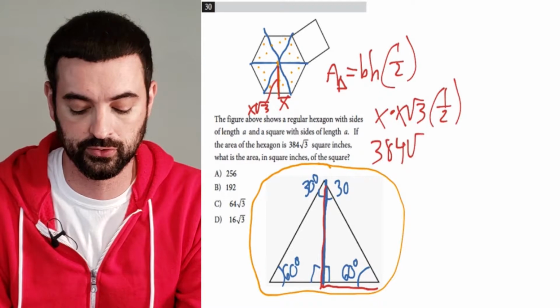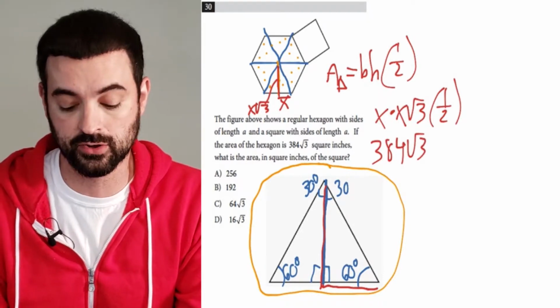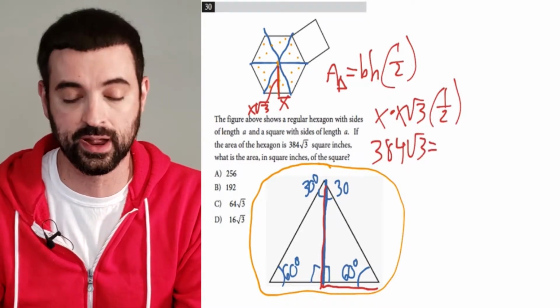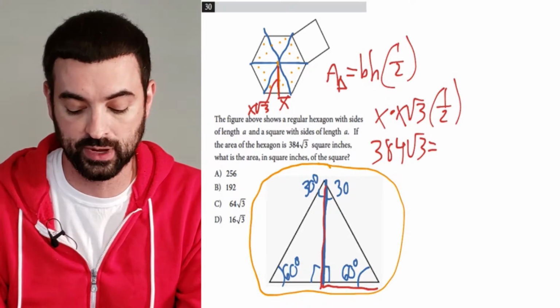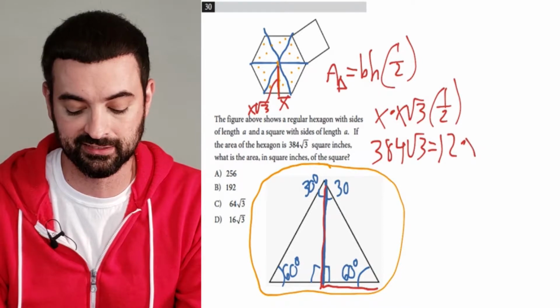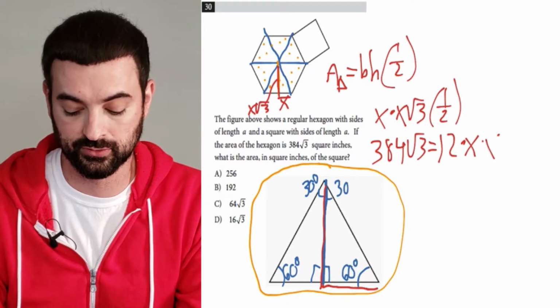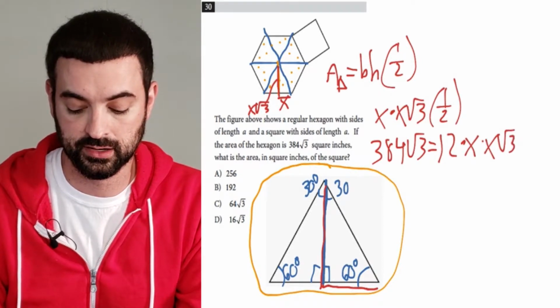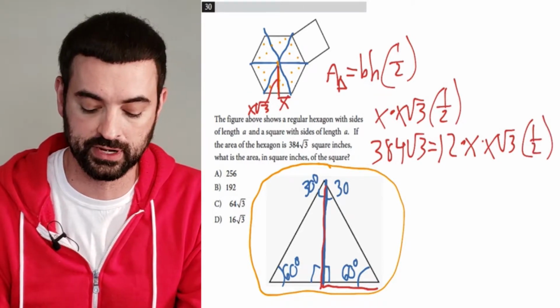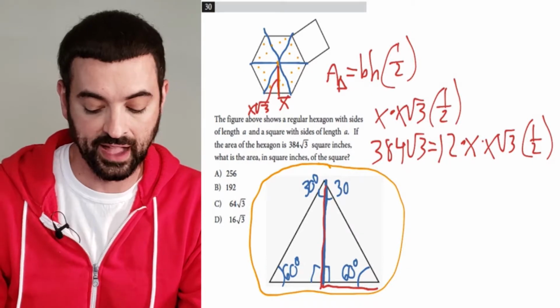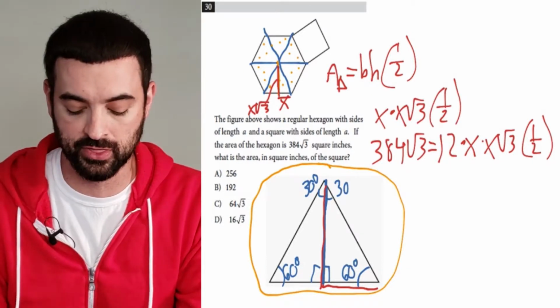The entire figure is 384 root 3. And because there are 12 30, 60, 90 triangles, we can say that 384 root 3 equals 12 times x root 3 times 1/2. The first thing I want to do, I'm going to switch to another color just to give us some separation. I'm going to clean up the algebra on the right-hand side.